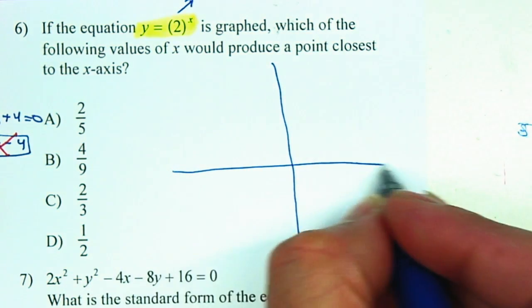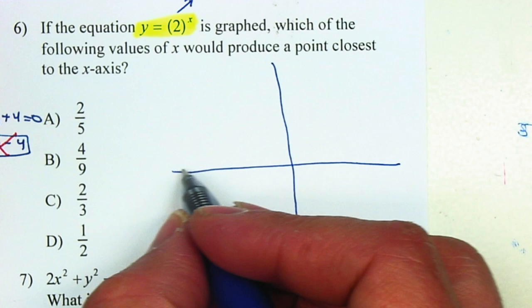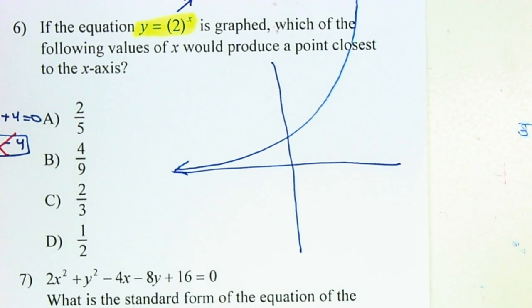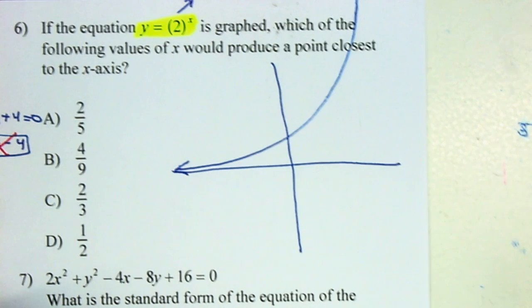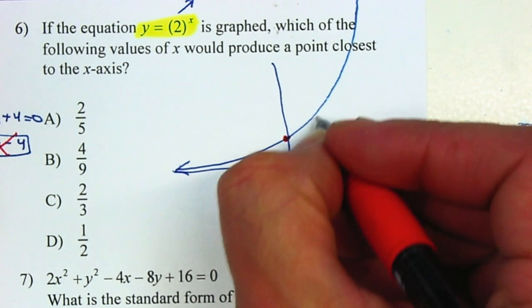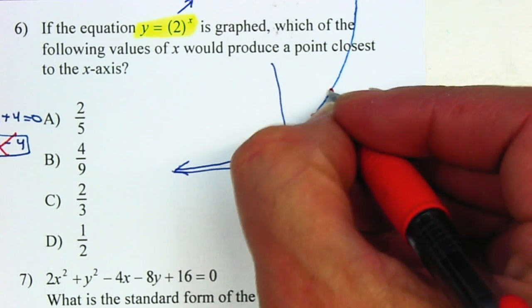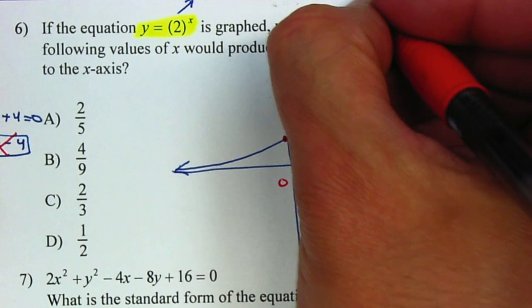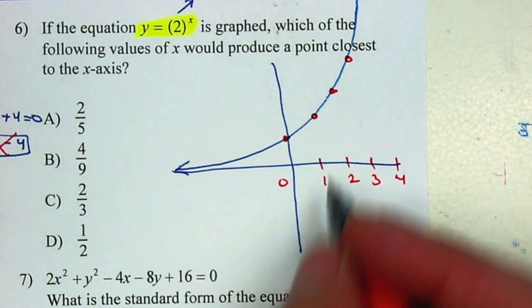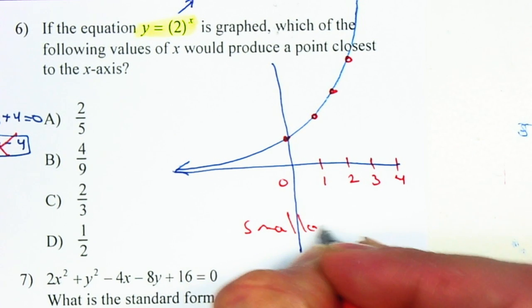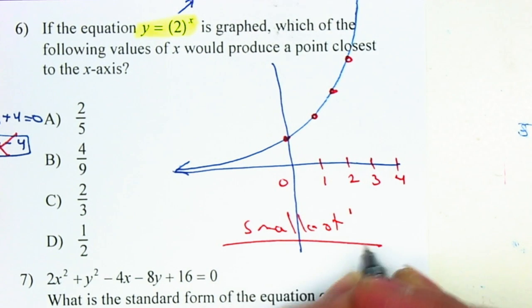So I want to be able to sketch it. This is an exponential growth, so it looks something like this. I'm looking for which of the following values will produce a point closer to the x-axis. If I plug in a 0, it'll give me this point. If I plug in a 1, it'll give me this point. If I plug in a 2, it gives me this point. If I plug in a 3, it gives me this point. 4 will give me this point. So as you can see, the smallest number will produce a point closer to the x-axis.